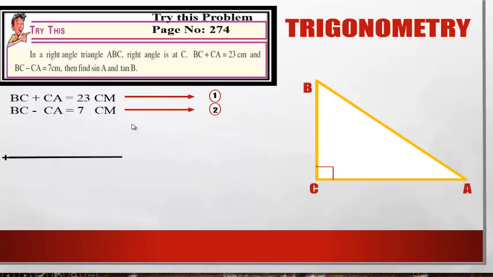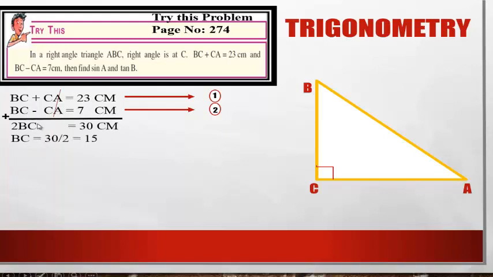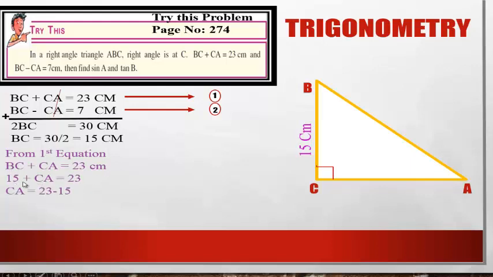Add these two equations. Plus CA and minus CA get cancelled. BC plus BC, that is 2BC, equals 23 plus 7, 30 centimeters. Now BC is 30 by 2, that is 15 centimeters. We got the length of BC as 15 centimeters. From the first equation, BC plus CA is 23 centimeters. We got BC as 15 centimeters, so 15 plus CA is 23. CA is 23 minus 15, that is CA is 8 centimeters. So we got AC or CA as 8 centimeters.